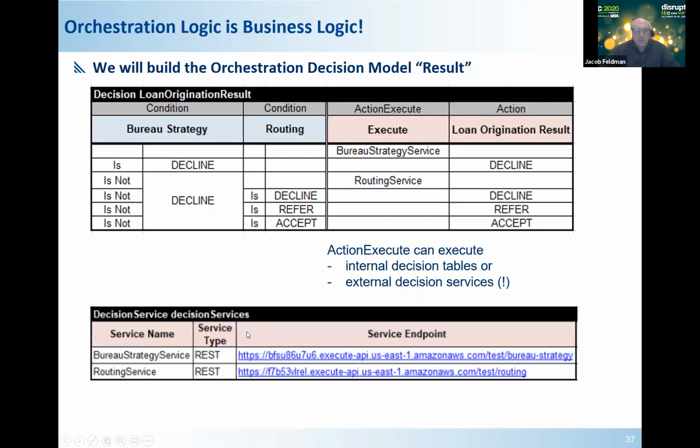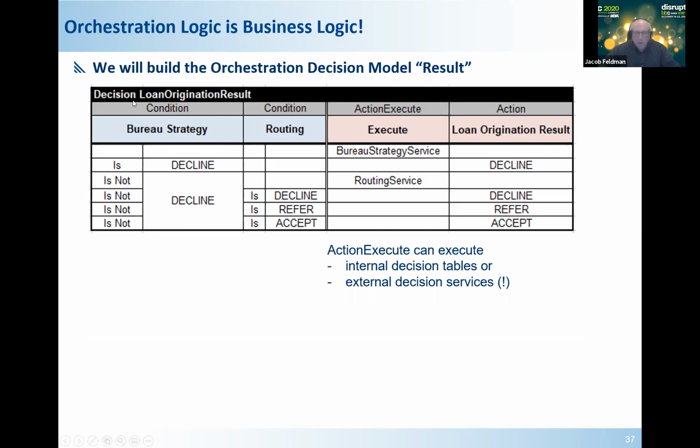And this business logic is quite interesting here. You are reading this: first, unconditionally execute the bureau strategy service. This service will set up a bureau strategy. If this bureau strategy is declined, so decline result, don't do anything else. If it's not declined, then execute the routing service. And if the routing service declines or accepts, set the proper result here. So this is a typical decision table, and it's quite interesting.